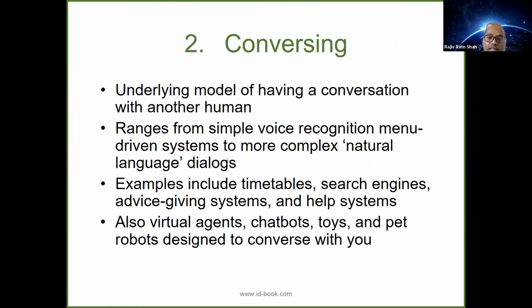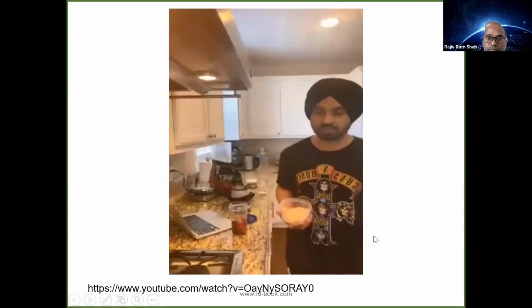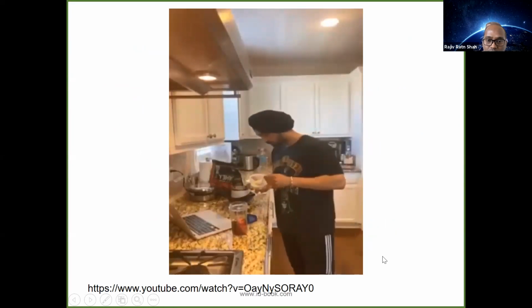So the second part is conversing, as we have already discussed. The underlying model is having a conversation with another human. It ranges from simple voice recognition, menu driven, and many other things that you have seen. Examples include timetable, search engines, advice giving systems, and help systems. You have already given examples of chatbot and IVR system. Some are also virtual agents like the chatbots we have discussed, and toys and pet robots designed for conversing with you. Alexa is another example of conversing. For Alexa, I love you, you can see this video.